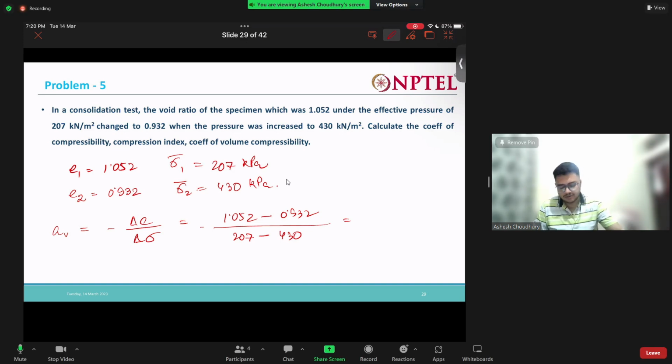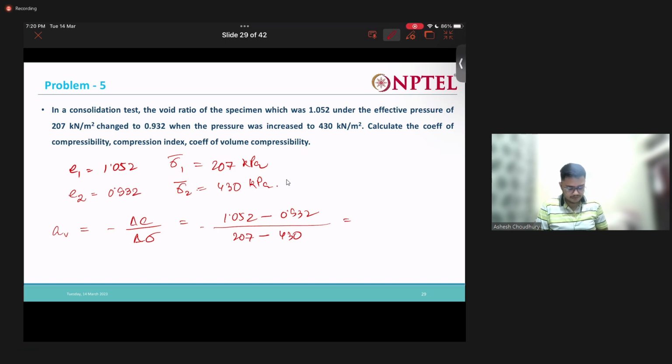So what will be the value? Just calculate: 1.052 minus 0.932, divided by 207 to 430, giving the unit meter square per kilonewton. So this was av. Now next is my compression index.